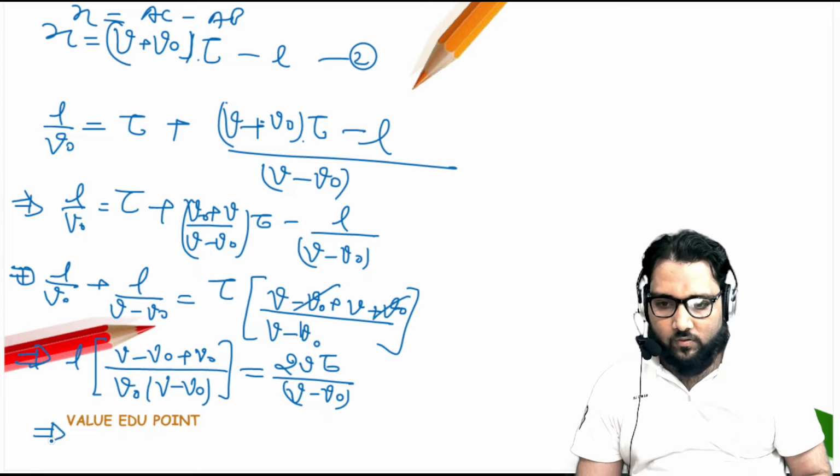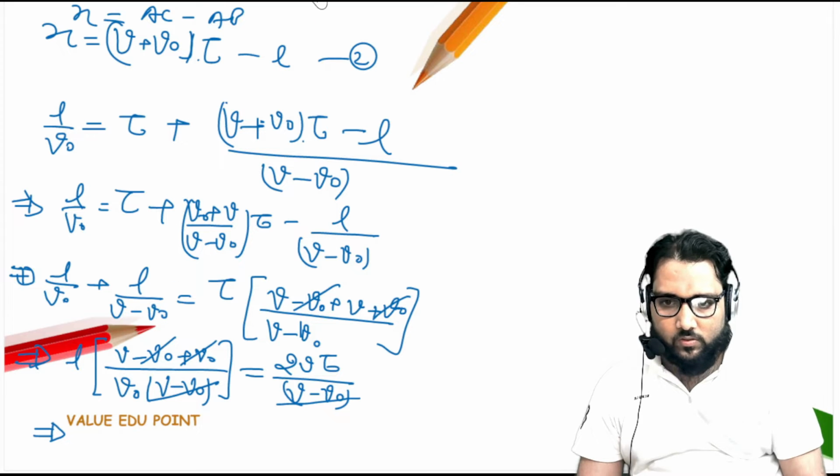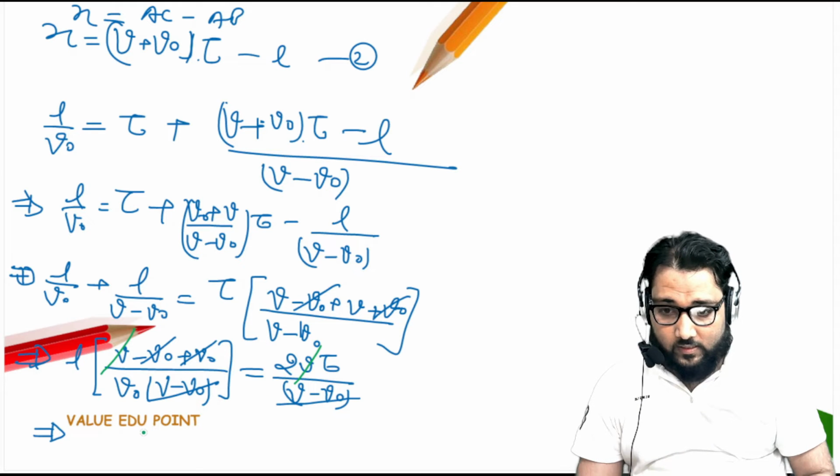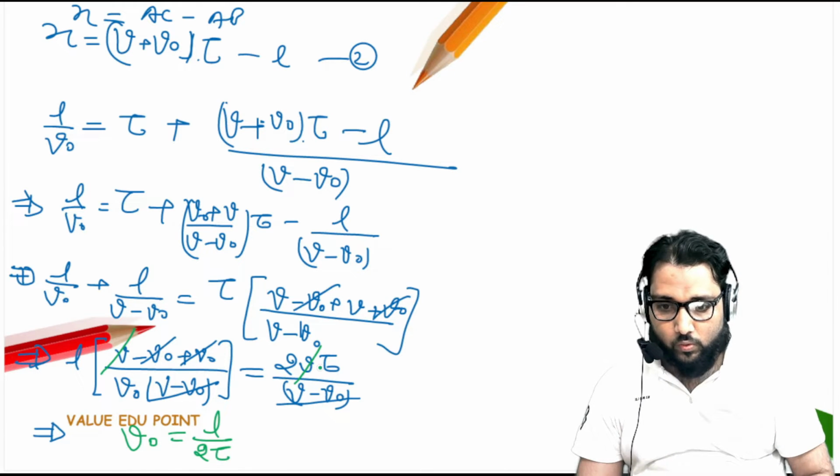And when you further solve it, here V₀ is cancelled. When you further solve it, here you can see the denominator is again the same, so again this will cancel out. Here only V is remaining, so this V also cancels out with this V. So you can see V₀ is equal to L upon 2τ.